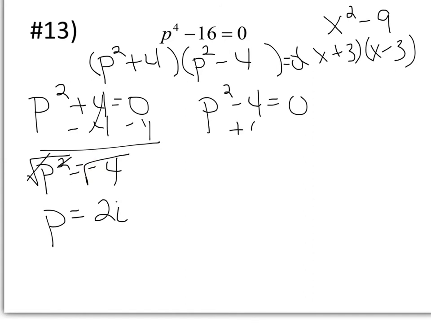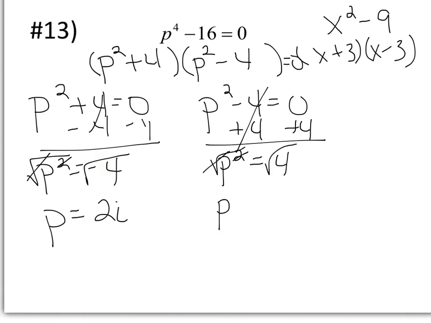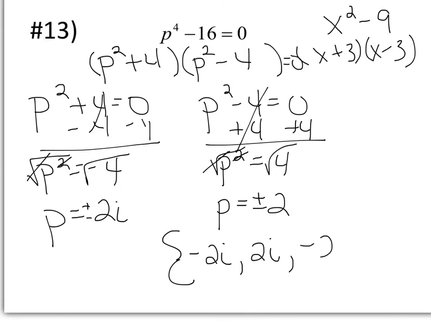And then over here I'm going to add 4 to both sides, leaving me p squared is equal to 4. Square root both sides. Square root and square cancel, leaving you p equals plus or minus 2, because the square root of 4 is 2. And don't forget your plus or minus over here as well. So your answers are negative 2i, positive 2i, negative 2, and positive 2.